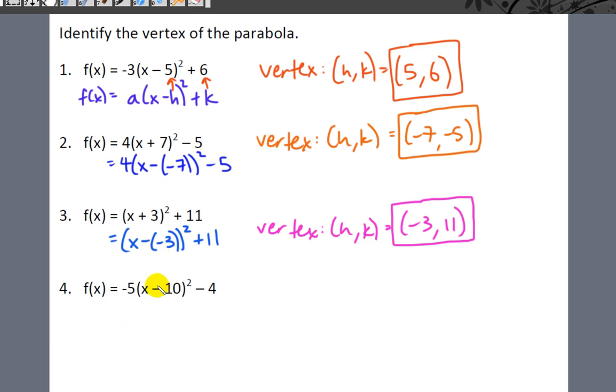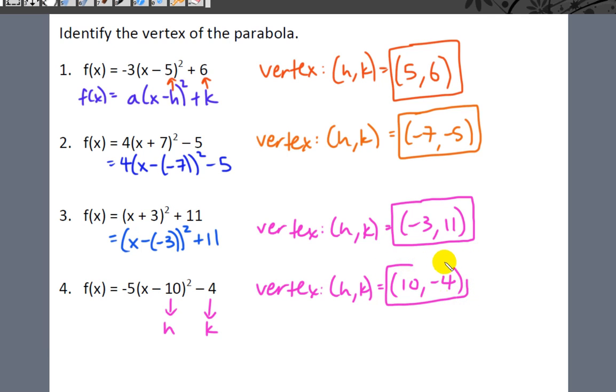Last problem here. What I see for this is that this would be h and this would be k. So your vertex would be 10 comma -4 if you just read it from the vertex form.